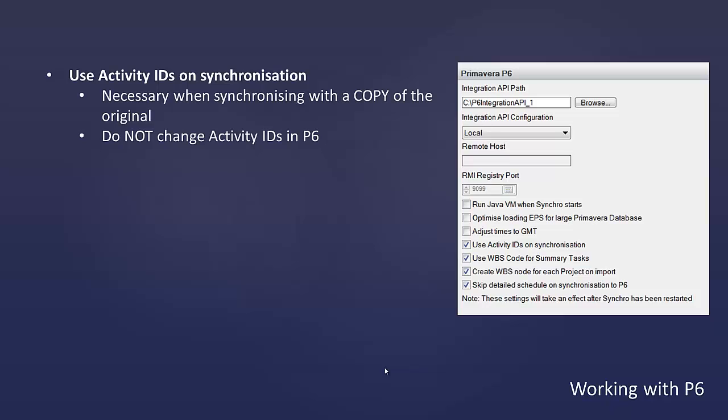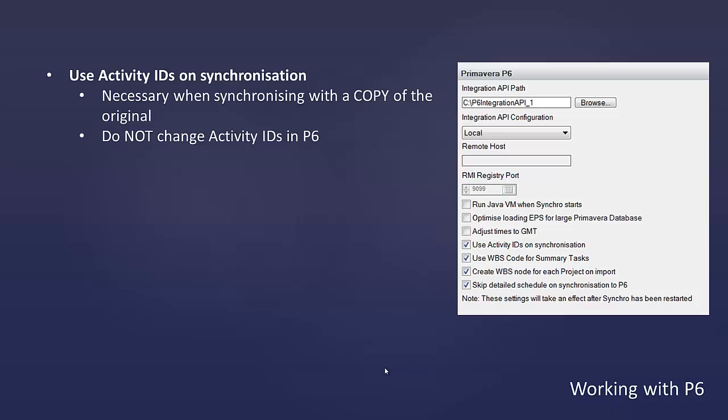And so when you work with a copy of a file, if you created a copy of your schedule in P6, those would have different GUIDs, global unique IDs. And Synchro, if it tries to synchronize on those GUIDs, would not be able to do so. So when you are working with copies, you do need to activate this use activity IDs on synchronization option, and then Synchro will use those activity IDs instead of the GUIDs, and you'll be able to synchronize without a problem on those copies. When you do have this option enabled, you do need to make sure that you do not change those activity IDs after creating the tasks.